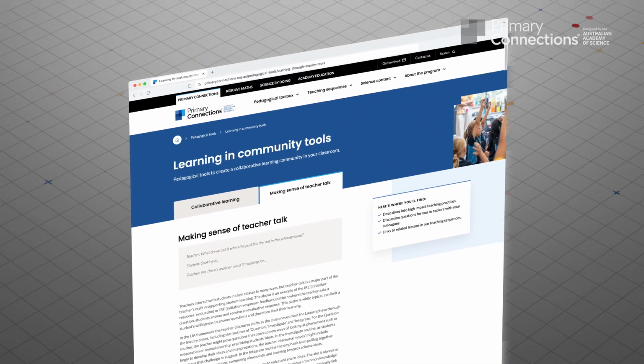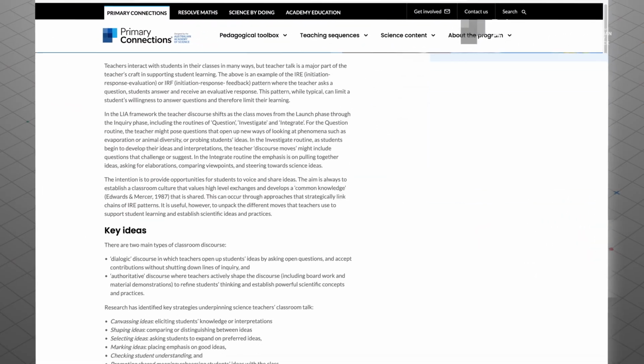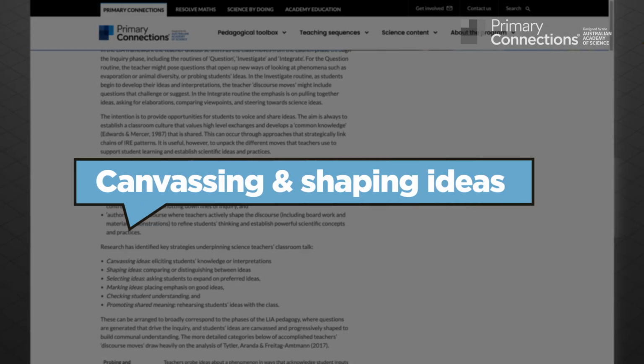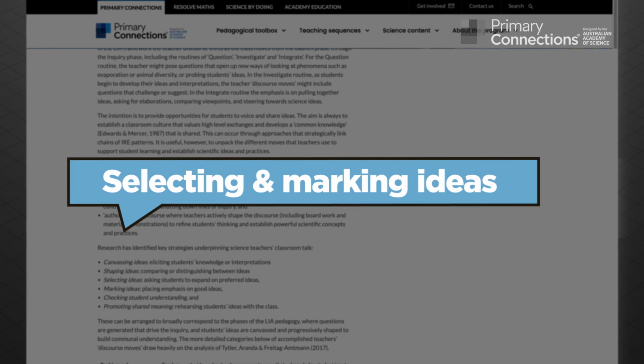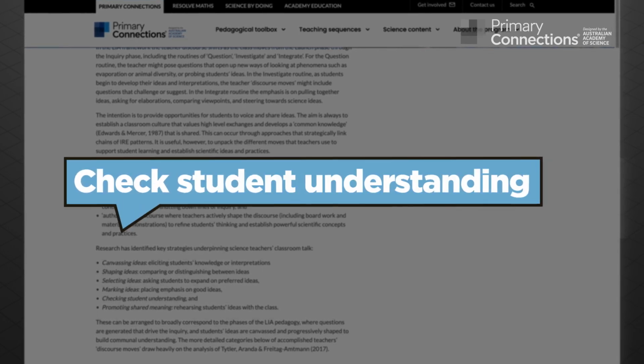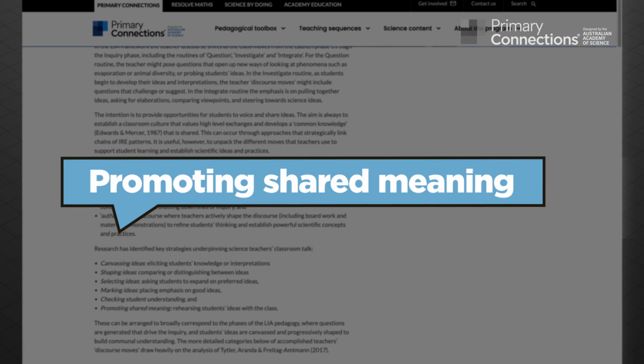Effective classroom discussion involves a series of strategies. This includes canvassing and shaping ideas, selecting and marking ideas, checking students' understanding, and promoting shared meaning. We had a teacher teaching air resistance and fall, so I had 2 sheets of paper and asked, well, if I drop them from here the same height, what will happen? And response, how can I make one fall faster than the other?